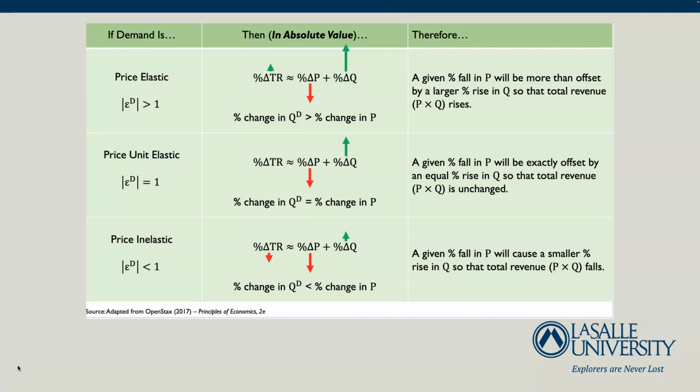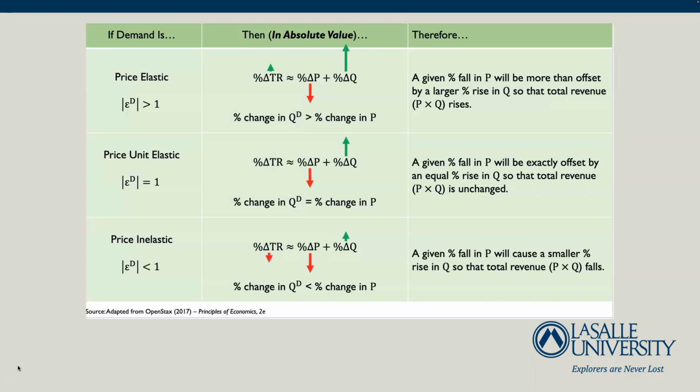Conversely, for a price cut, if demand is price elastic, we'll have many more customers coming in, and that will boost total revenue. If demand is price unit elastic, that price cut will be equally offset by an increase in consumption, and there's no change in total revenue. And then lastly, if demand is price inelastic, that price cut will only lead to a modest increase in quantity demanded. And in this case, because quantity demanded isn't rising all that much, total revenue actually falls because you're losing a lot of revenue from your existing customers due to that price decrease.